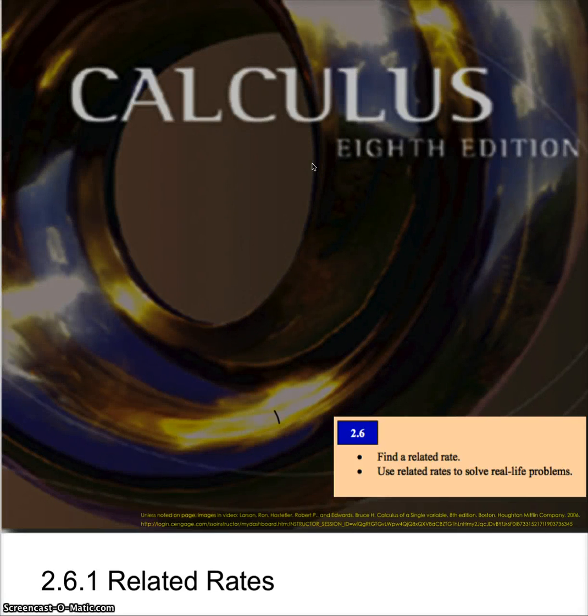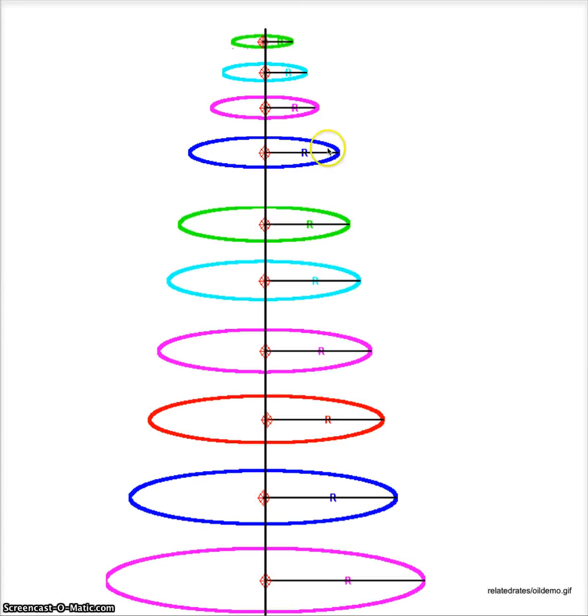Now let's talk about related rates. Related rates are a lot of fun, but they're also a little bit confusing. Suppose I drop a pebble into a pond, and initially the area of that circle is going to be pi r squared.